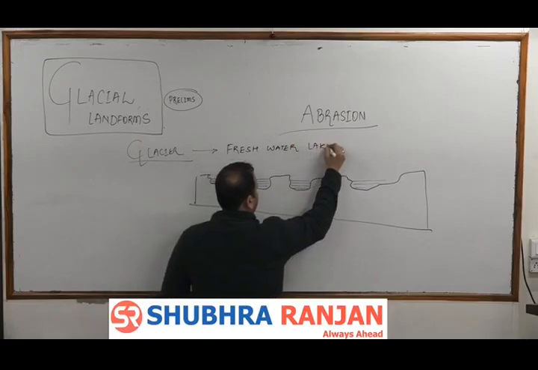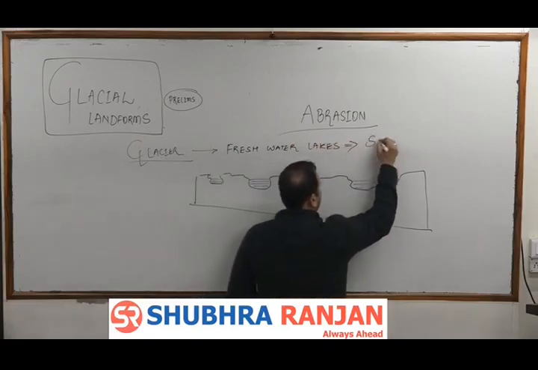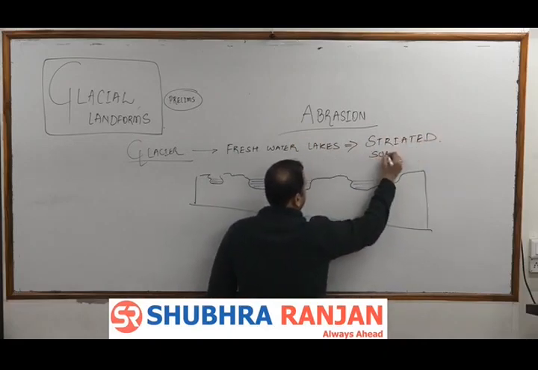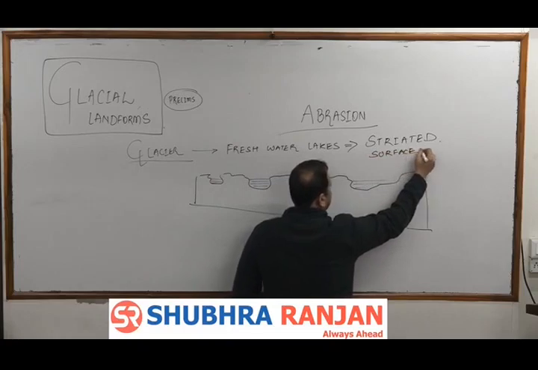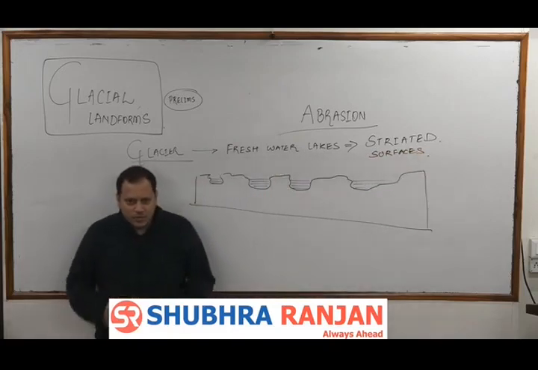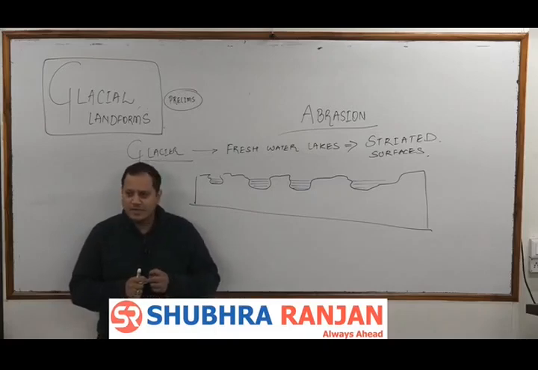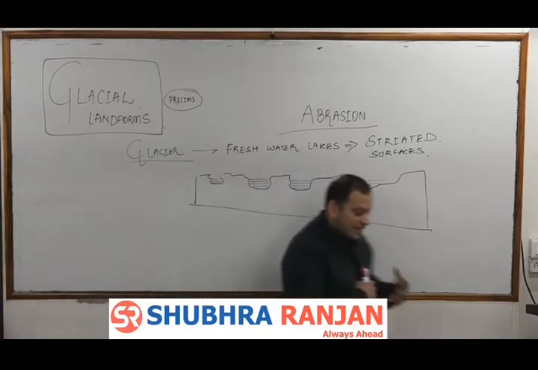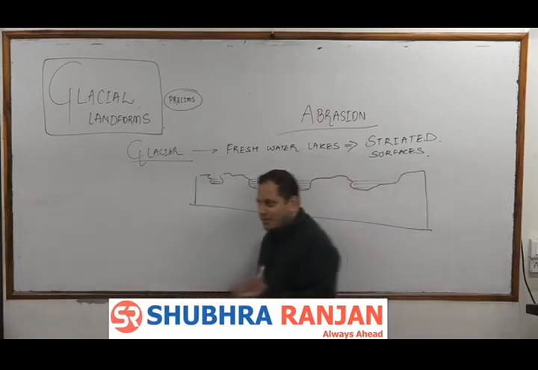Now why the presence of freshwater lakes? Because these surfaces are known as scratched or striated surfaces. Striations means scratches. So, an applied question: why do the higher regions, higher latitudes have so many freshwater lakes? One option would be temperature is less. Second option would be they were once under the influence of glaciation. So what is the right answer? They were under the influence of glaciation. Therefore they were scratched.